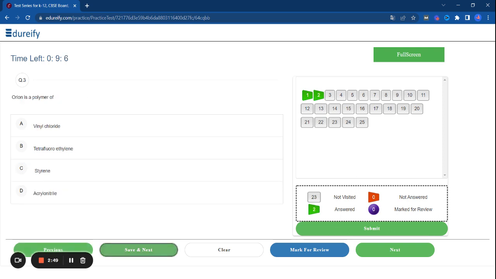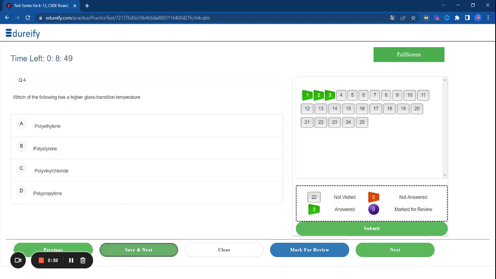Orlon is a polymer of vinyl chloride, tetrafluoroethylene, styrene, acrylonitrile. So the correct answer should be C.